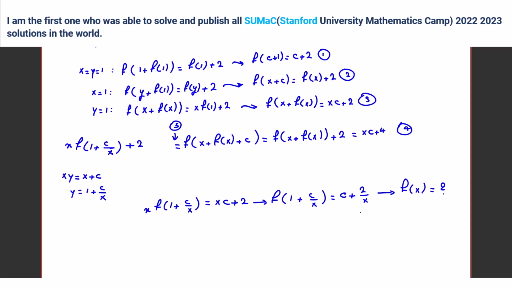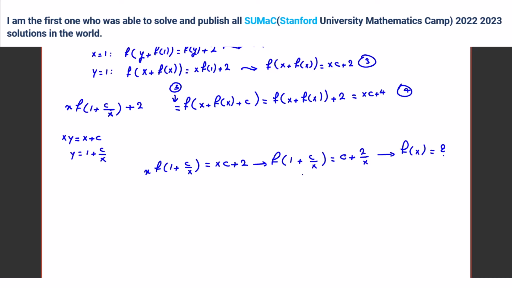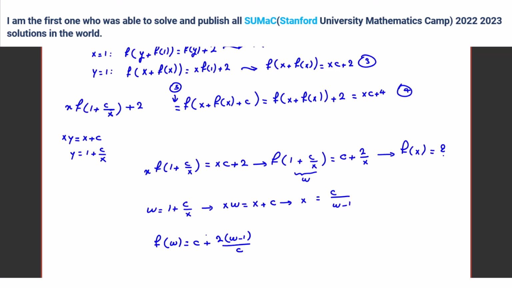And can you explain your solution? I set c to x squared minus x. Or you can say it is w in general, because sometimes it is a bit complicated and not easy to guess. Then you can say, xw is equal to x plus c, right? Then you can say x is equal to c over w minus 1, right? Okay, so then f of w is equal to c plus 2 over x, which is 2 times w minus 1 over c, right?